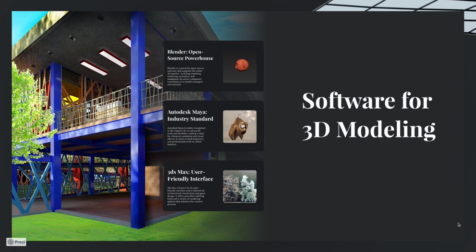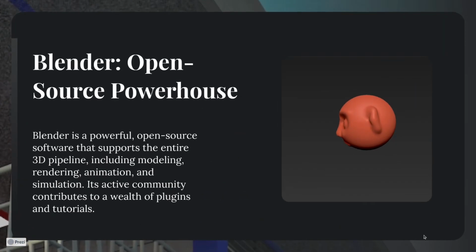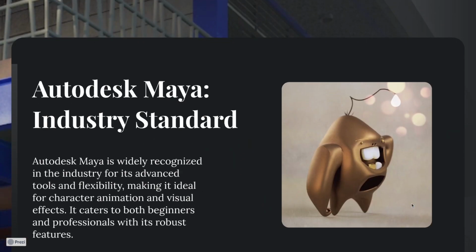Software that exists. These are the three main ones, but it is 2025 and there's a whole lot more. I'm thinking of Mudbox, Cinema 4D, but these are the three main ones. So Blender is the open source powerhouse. It is a powerful open source software that supports the entire 3D pipeline, including modeling, rendering, animation, simulation. Its active community contributes to a wealth of plugins and tutorials. There's a whole lot more than just these, but that's the ones that I've listed.